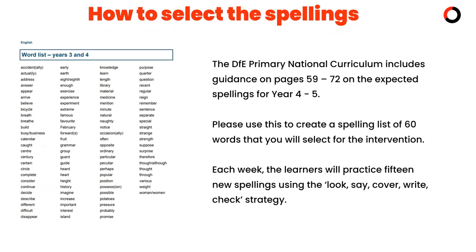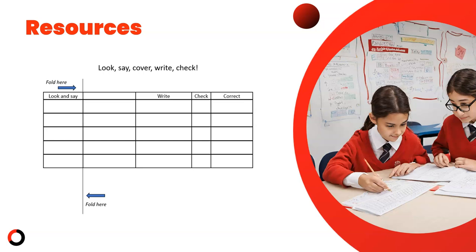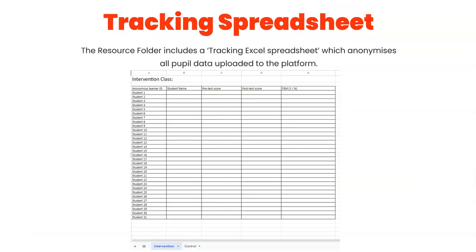How to select the spellings. Use the DFE Primary National Curriculum Guidance on the expected spellings for Year 4-5. Please use this to create a list of 60 words that you will select for the intervention. Each week, the learners will practice 15 new spellings using the look, say, cover, write, check spelling strategy. Resources. In the resource folder that you will download, you'll find a template. Use the tracking spreadsheet that's included to link your anonymized learners to students on the platform, and then record whether it's intervention or control class.